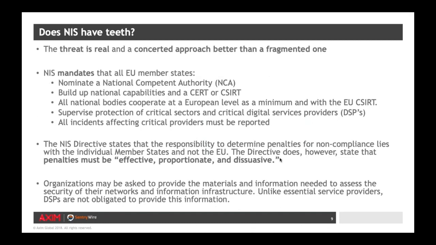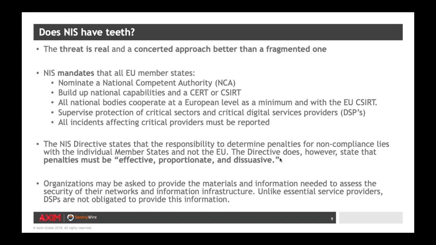So then the second question that I get asked quite frequently is, as with any EU regulation, does this thing actually have teeth? And I think the answer is yes, but. So I think the first thing to understand here is, as I mentioned before, the threat is real. We know that the threat levels are increasing. We know that the threats are substantial. We know that cybercrime is a very profitable business, so it's something that's not going to go away quickly.